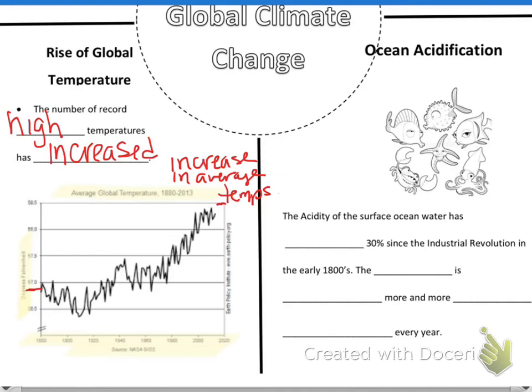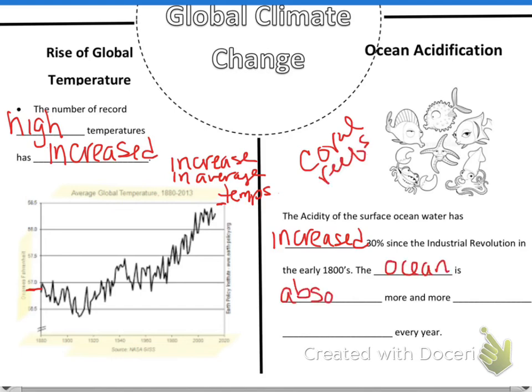All right, and then we have ocean acidification. And so what that means is the acidity of the surface ocean water has increased 30% since the Industrial Revolution in the early 1800s. I'm talking about coral reefs in a second. The ocean is absorbing more and more carbon dioxide every year, which is increasing the acidity.